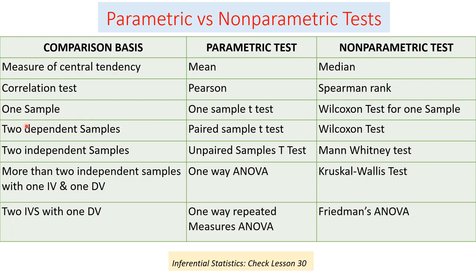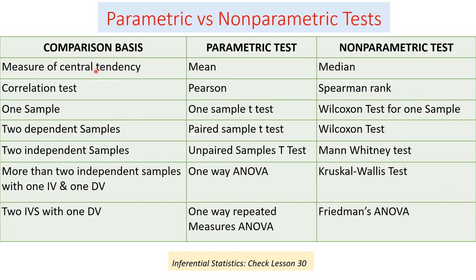And the other is the one sample t-test. The one sample t-test can be used in the case of a parametric test, and in the case of a non-parametric test, the Wilcoxon test for one sample can be applied. In the case of two dependent samples, the paired sample t-test can be used in the case of a parametric test, and the Wilcoxon test can be used in the case of non-parametric tests. And in the case of two independent samples, in the parametric test, the unpaired sample t-test can be used. In the case of a non-parametric test, the Mann-Whitney test can be used.